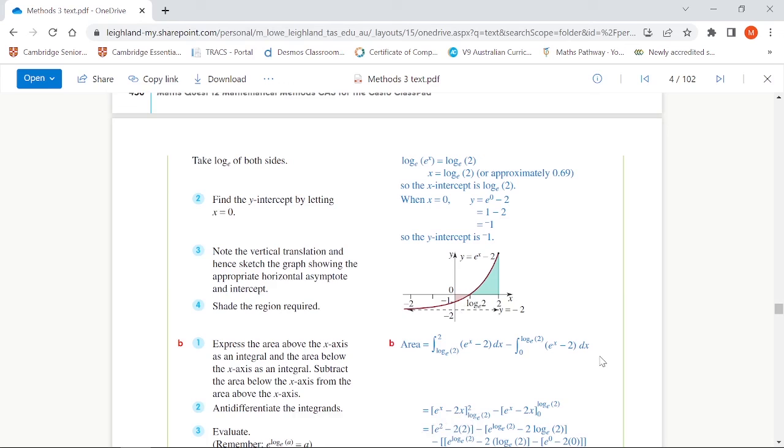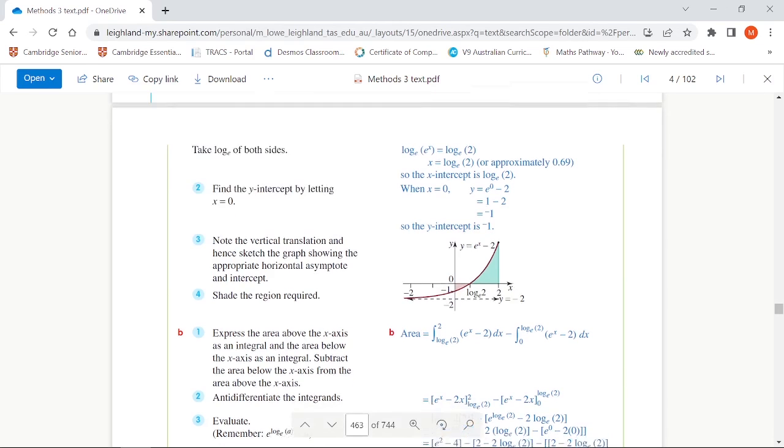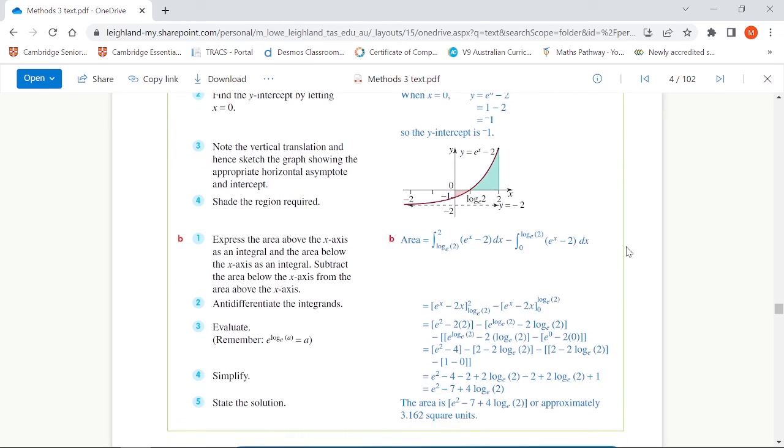So, sketching it, however neatly or roughly you need to, depending on whether the question is specifically asking you to sketch it or not. Sketching it is a good idea just in terms of finding and locating where your x-intercepts are.